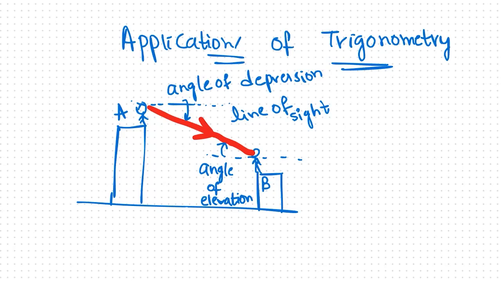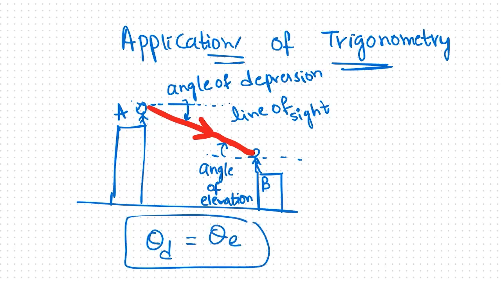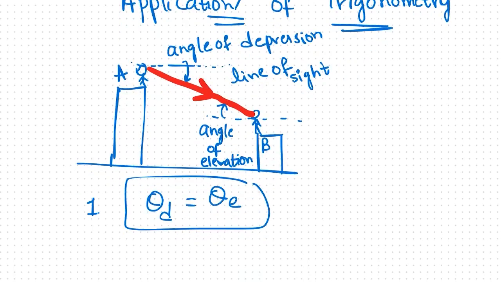Typically, the angle of depression is equal to the angle of elevation. The angle values will be the same. So this is the first point.